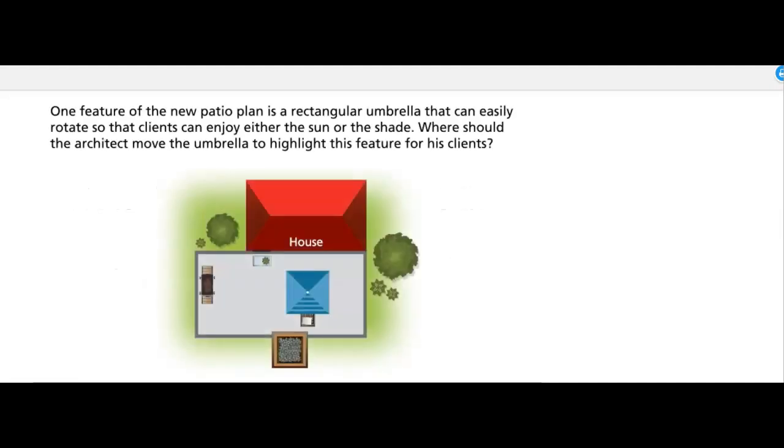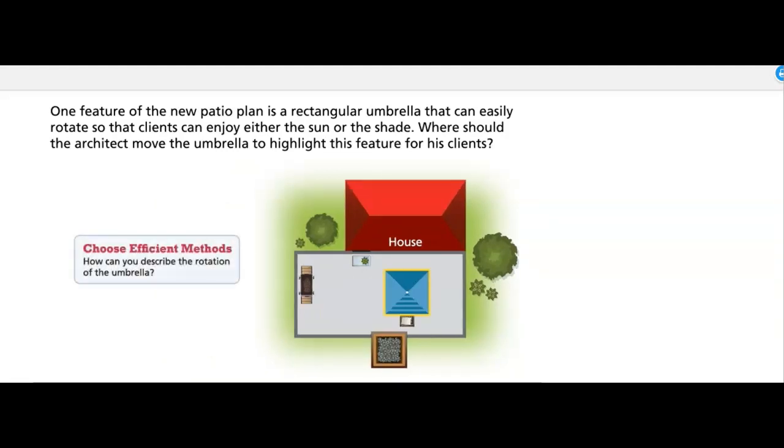One feature of the new patio plan is a rectangular umbrella that can easily rotate so that clients can enjoy either the sun or the shade. Where should the architect move the umbrella to highlight this feature for his clients? We want to show a rotation. How can you describe the rotation of the umbrella?